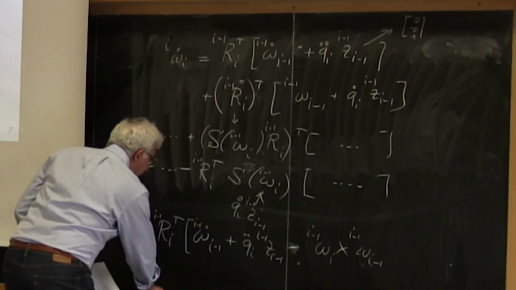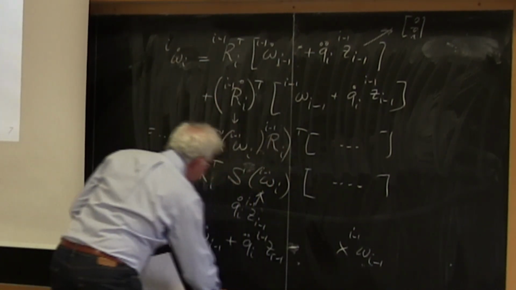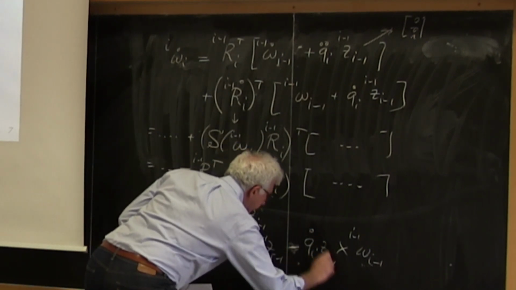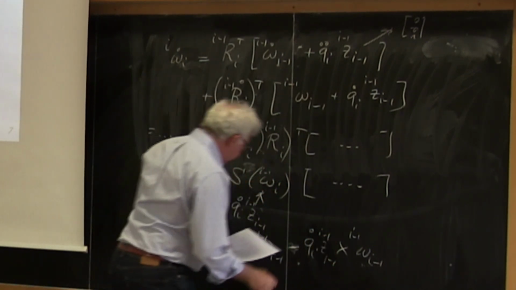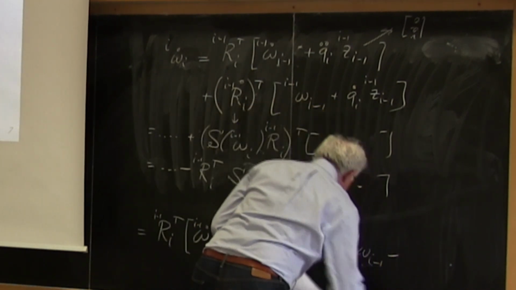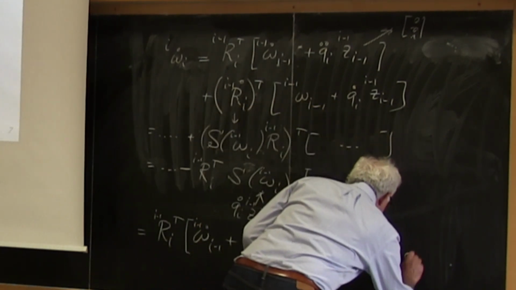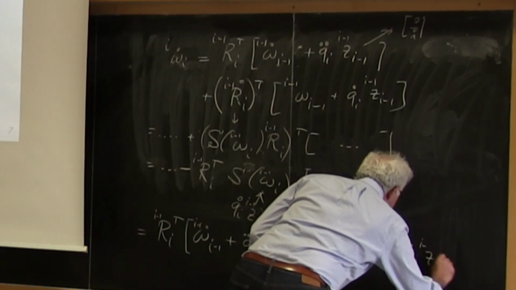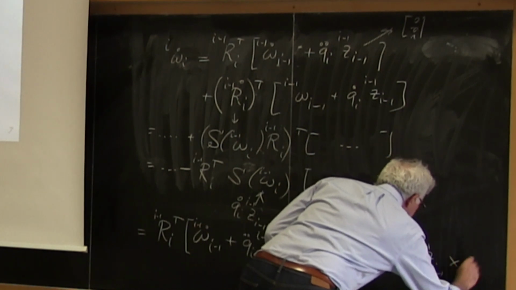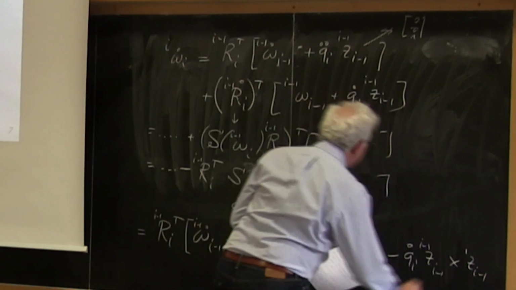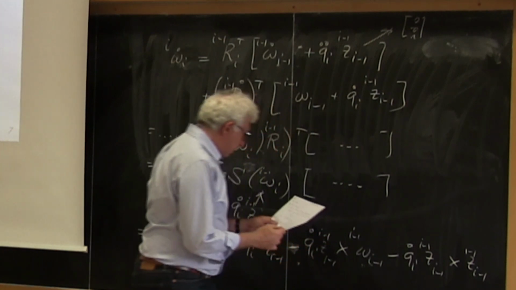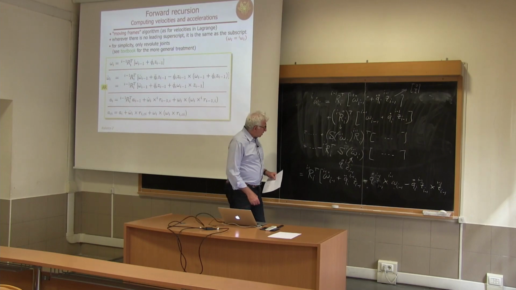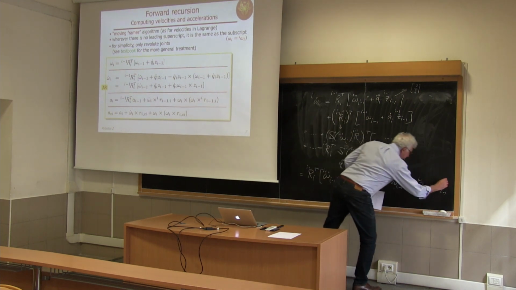So I'm using this expression here. So qi dot zi minus 1, I minus 1, and then again minus qi dot zi minus 1, I minus 1, vector zi minus 1, I minus 1. Okay, so we have to close this.